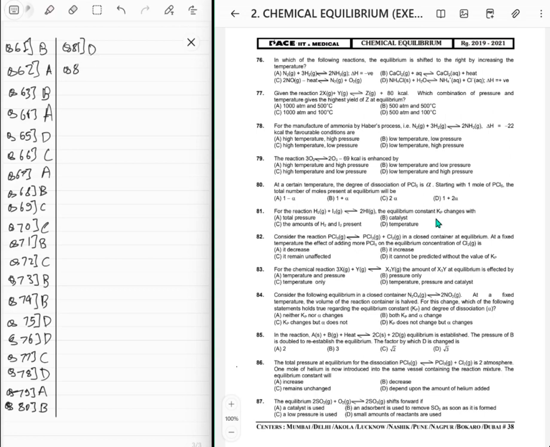Question number 82. Consider the reaction in a closed container at equilibrium at a fixed temperature. The effect of adding more PCl5 on the equilibrium concentration of Cl2. Fixed temperature, that's nice. Closed container, very nice. Well, it's the same question as what we had before, right? We had the same kind of question before as well. So adding more PCl5, the equilibrium concentration of Cl2 will just increase. So B.